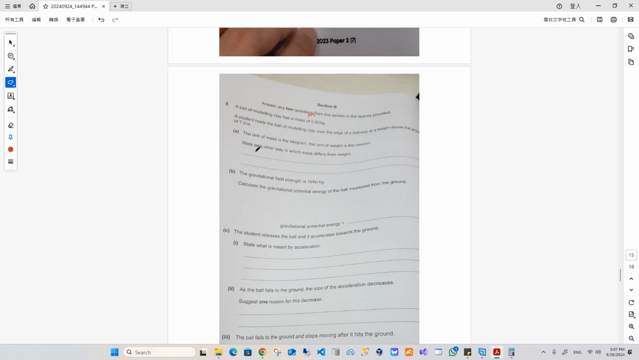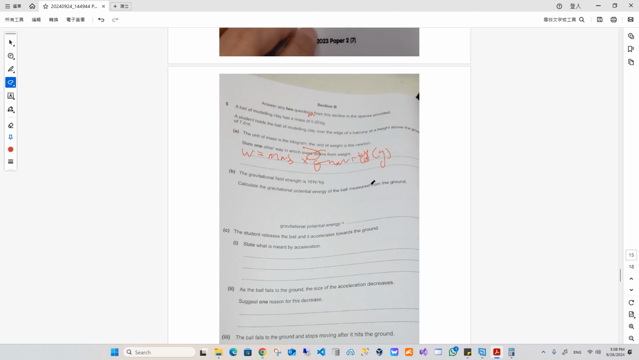So you have to say weight is the product, product meaning multiplication, of the mass and gravity, the g. Another way is that the weight is equal to the product of mass and gravity. Therefore, for the same amount of mass under different gravity, the weight will be different.